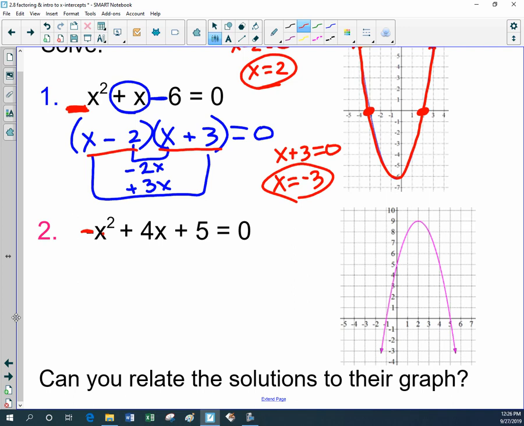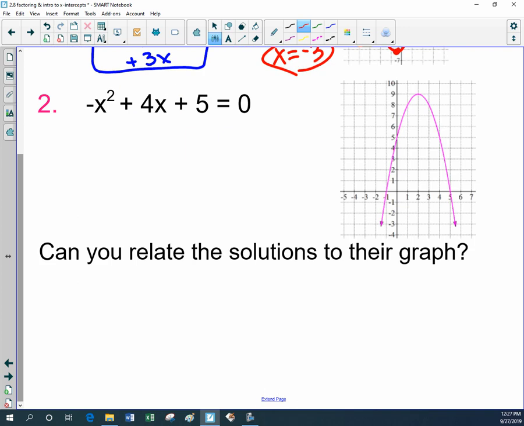When we learn to graph, we'll identify how to find the vertex. For right now, in fact, here in a couple examples, I'll tell you exactly what I want you to do and what you'll need to do for the test. That's a really good question. Okay, so number 2.